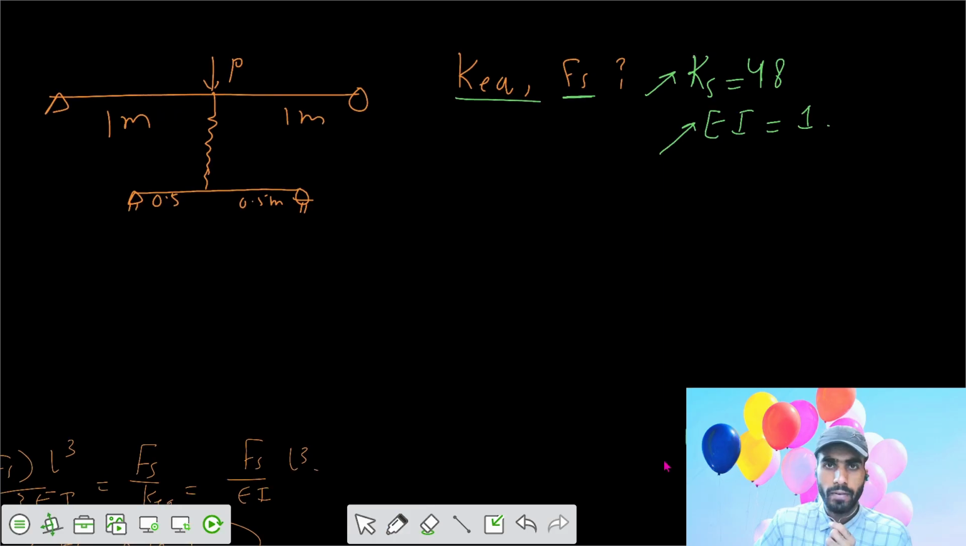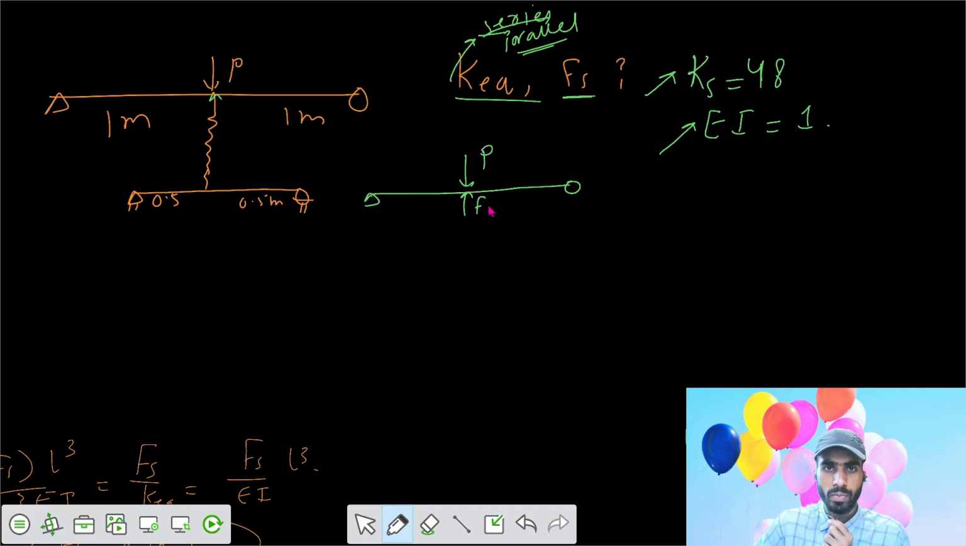So for K equivalent, the springs should be either in series or in parallel. We want to see whether they are in series or in parallel, so we want to make the free body diagrams. Let's say that the spring is opposing the load P, such that the free body diagram for the first beam looks like that: P, and here is some force Fs. Then say the final deflection would be somewhat this one.